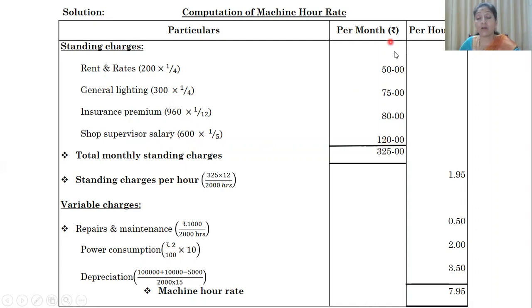Per month column, we have to total it. We will get standing charges for the month: 50 plus 75 plus 80 plus 120. What is the total monthly standing charges? 325. Then we have to calculate standing charges per hour. 325 is given for the month; converted into a year, 325 into 12, divided by the effective working hours in a year, 2000. We calculated that already.